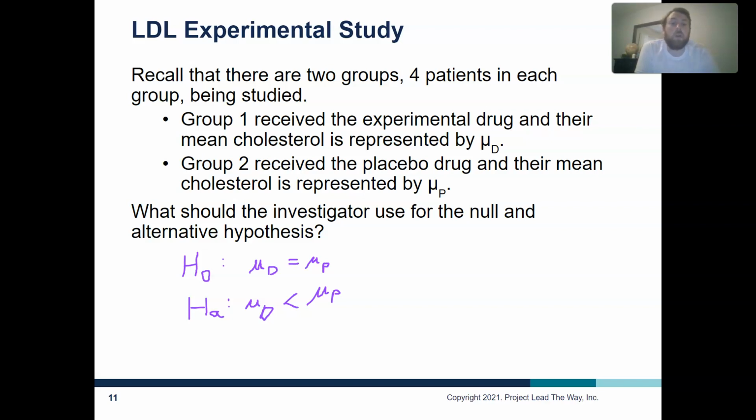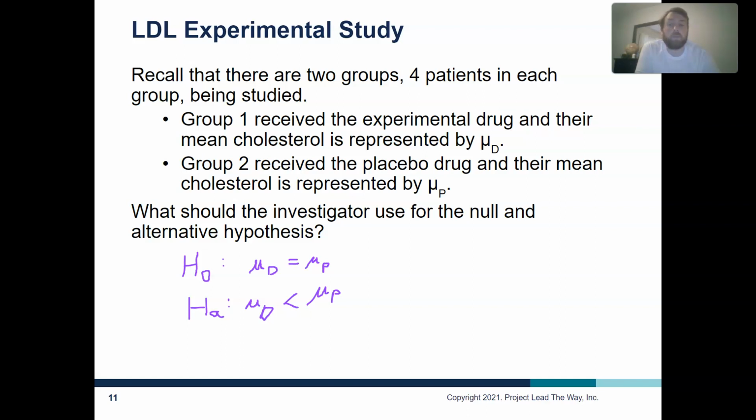Now, the alternative hypothesis is what they really want to know. They really want to know whether or not the mean of the drug group for LDL is going to be less than the mean of the placebo group. So really we're looking for a less than effect here because we want the LDL numbers to be lower.